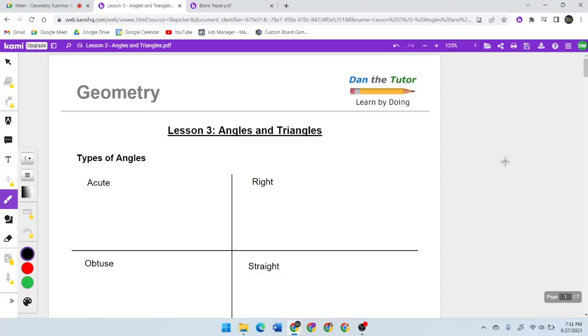Hello everyone and welcome to lesson 3 of geometry. Today we're going to be talking all about angles and triangles.